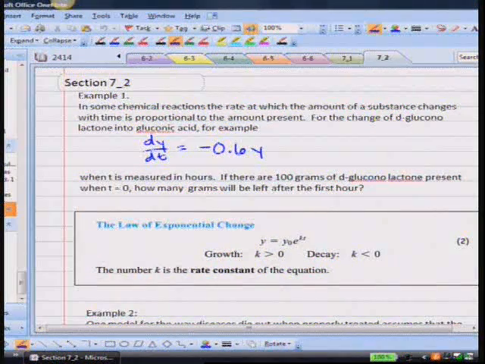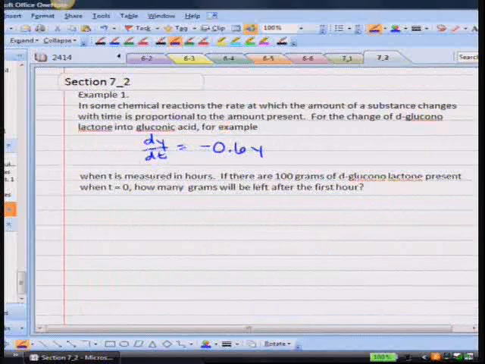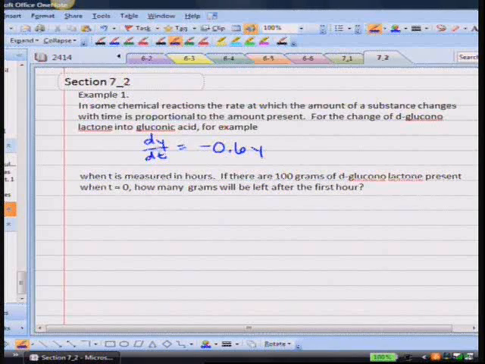Okay, so I'm just going to start with an example and motivate the integration first. It tells you that in some chemical reactions, the rate at which the amount of a substance changes with time is proportional to the amount present. For the change of D-gluconolactone into gluconic acid, for example, the rate of change is negative 0.6 times the original function, so it's proportional to the amount present, when t is measured in hours. The question is, if there are 100 grams of D-gluconolactone present when t equals 0, how many grams will be left after the first hour?